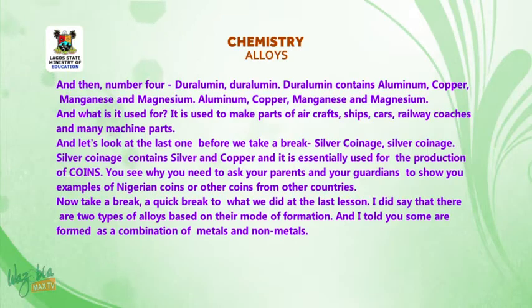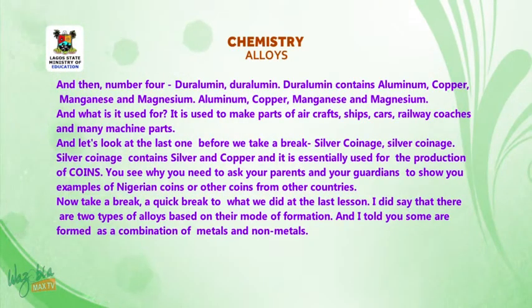And let's look at the last one before we take a break. Silver coinage. Silver coinage contains silver and copper, and it is essentially used for the production of coins. You see why you need to ask your parents or your guardians to show you examples of Nigerian coins or other coins from other countries.